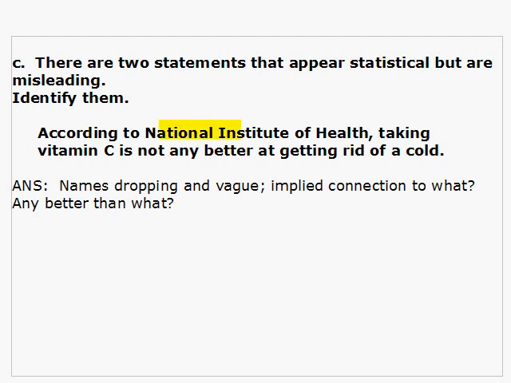Well, right here we have the name dropping, trying to make this report more credible. No reference, just name dropping. And then a detached statistic: is not any better. Any better than what? I don't know. So these are the two problems here. In this case, it was name dropping and detached statistics.